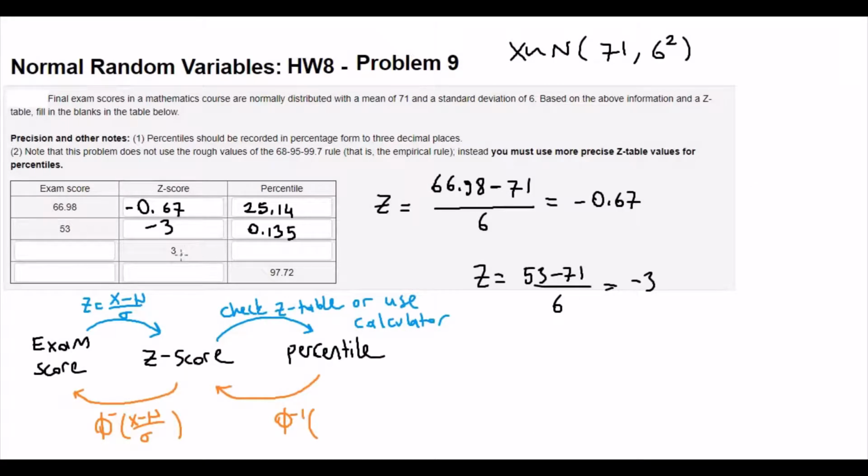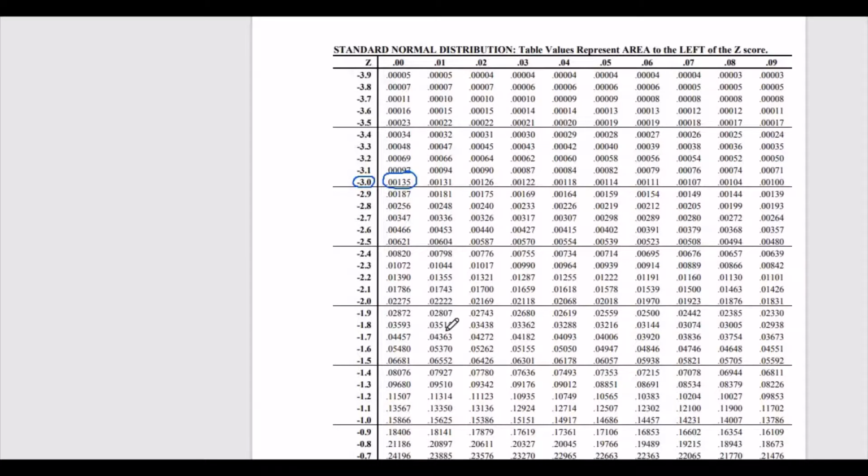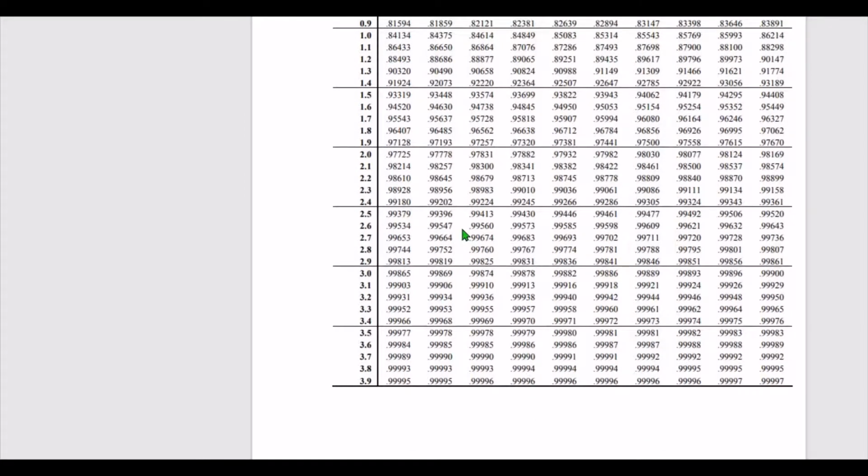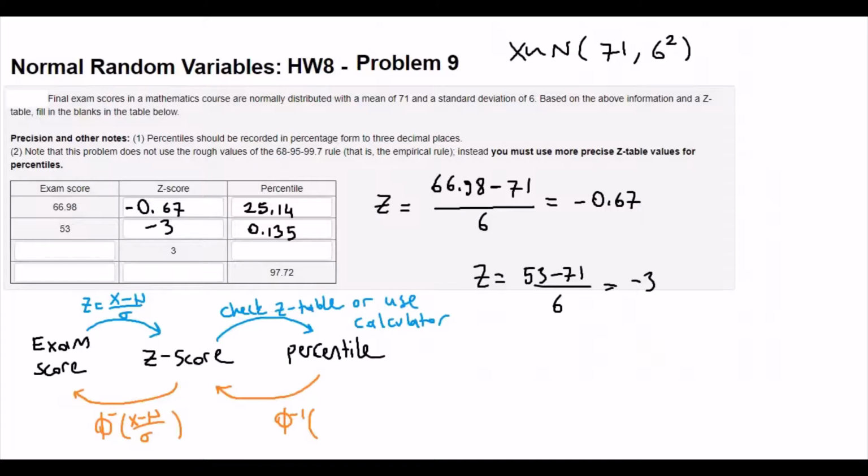Now we have a z-score, and they want to know the percentile and exam score. For the percentile, we're going to check the z-score table again. This time it's going to be positive 3. If you scroll down to positive 3 on the z-table, that is 3.000. So it is 99.86, and if you round up, 99.87%.